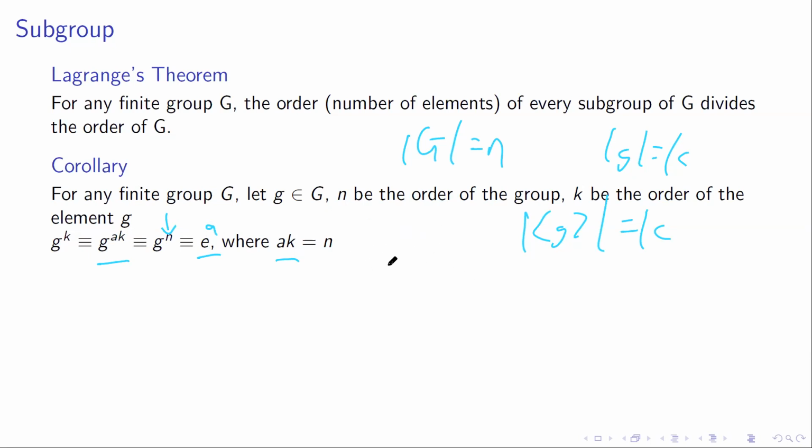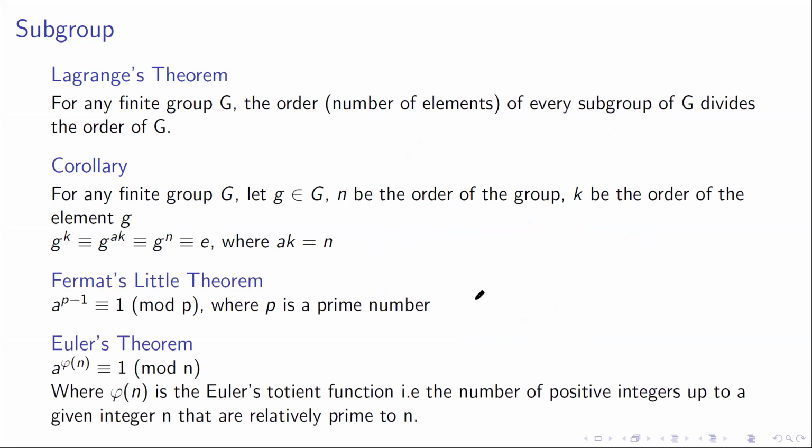This means that if my group has an order of n, I take any arbitrary element from it, and g raised to the power of n must always be equal to the identity element, no matter what element you take. If the order of the group is n, you take any element, you raise it to the power of n, it will always be equal to the identity element. This is also Fermat's Little theorem.